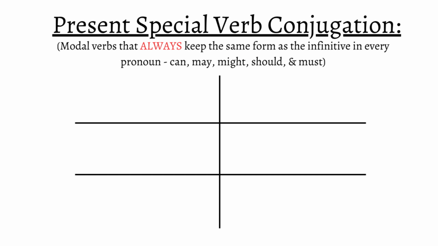In addition, English has modal verbs that always keep the same form as the infinitive in every pronoun, like can, may, might, should, and must. These verbs will always have the same word in every pronoun, so they're the easiest to remember.